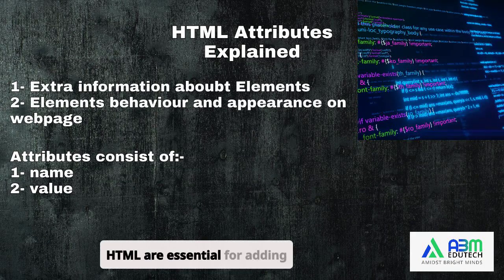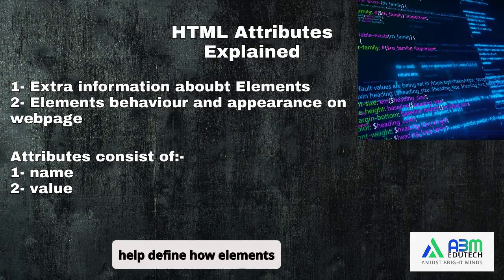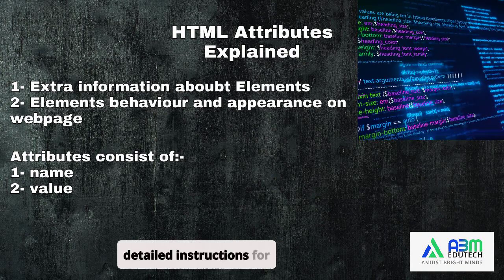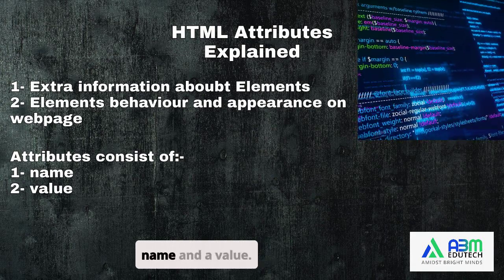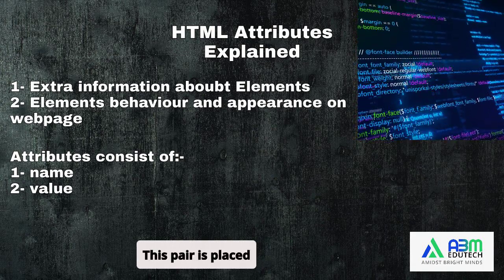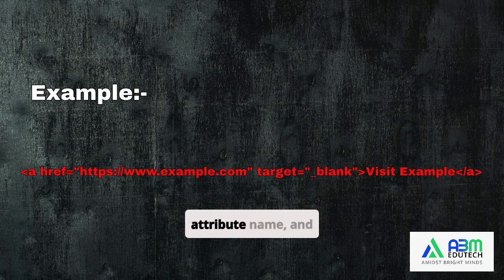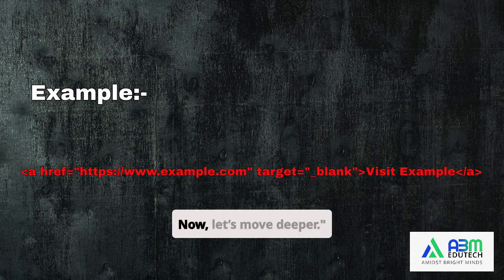Attributes in HTML are essential for adding extra information about elements. They help define how elements behave or appear on a web page. You can think of attributes as providing detailed instructions for browsers to follow. An attribute always consists of 2 parts, a name and a value. This pair is placed inside the opening tag of an element. Here, href is the attribute name and https://www.example.com is its value. Together, they define where the link points. Simple, right? Now, let's move deeper.